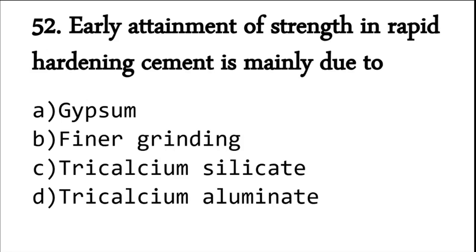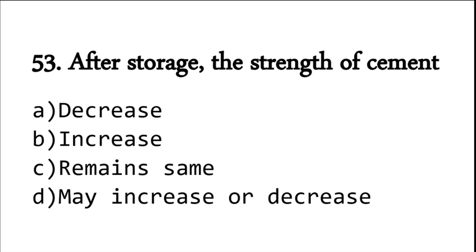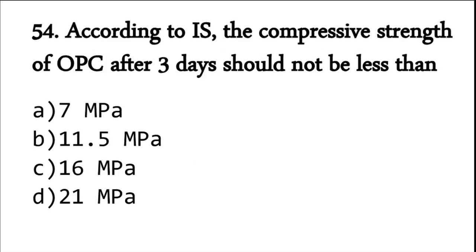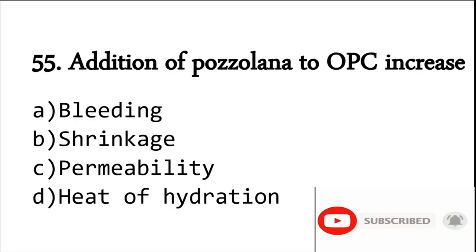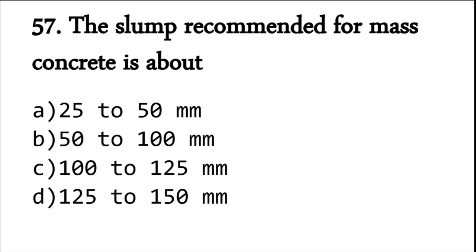Okay, next is early attainment of strength in rapid hardening cement is due to finer grading. B is the correct answer. Okay, next is after storage, the strength of cement decreases. A is the correct answer. Next is, according to IS, the compressive strength of ordinary Portland cement after 3 days should not be less than 16 megapascal. C is the correct answer. Okay, next is, addition of pozzolana to ordinary Portland cement increases bleeding, shrinkage, permeability, heat of hydration. So addition of pozzolana actually increases shrinkage. Okay, next one is the slump recommended for mass concrete is 25 to 50 millimeter. A is the correct answer.